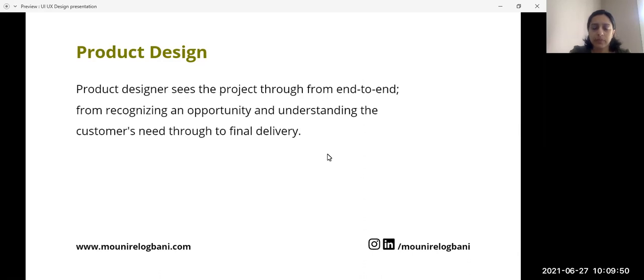As you know, a product designer is a designer who sees the project from end to end. It means that you need to understand the customer's needs and wants, and go through the process from there to the final delivery.